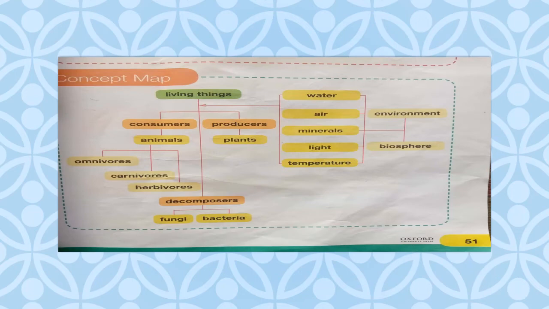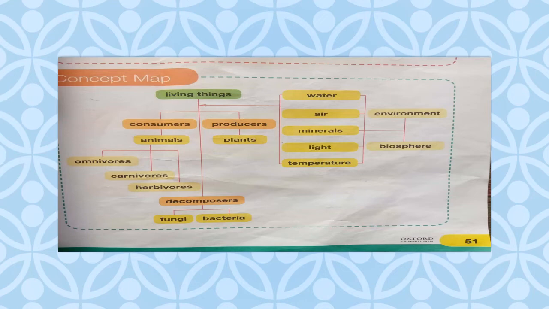So, students, on your book page number 51, here is given a concept map. What is the reason or purpose of a concept map? A concept map basically tells you about the whole unit, that the whole unit consists of these topics, and you will have to make sure that these specific topics are coming under this main topic.